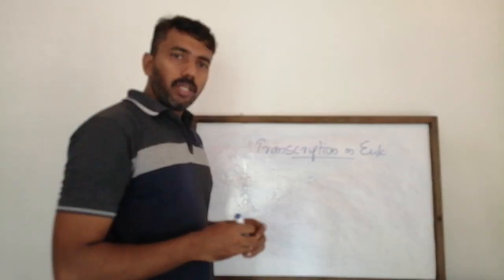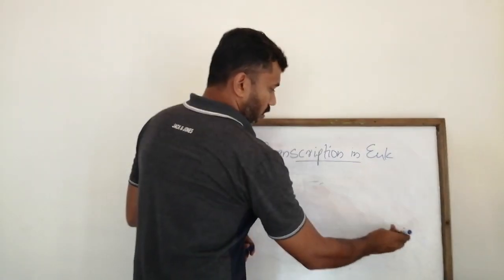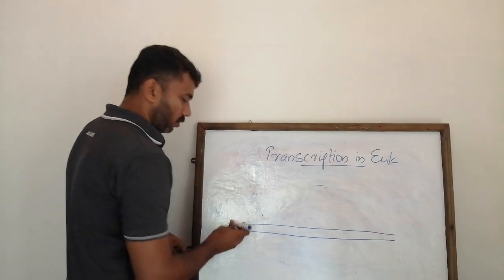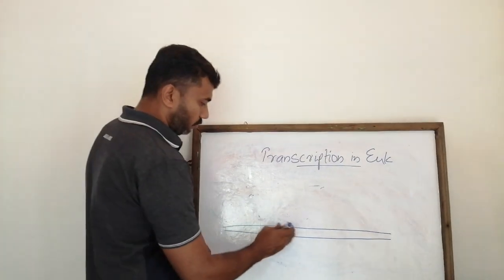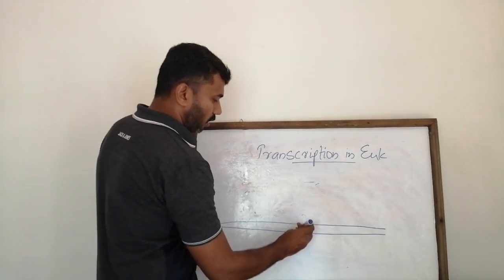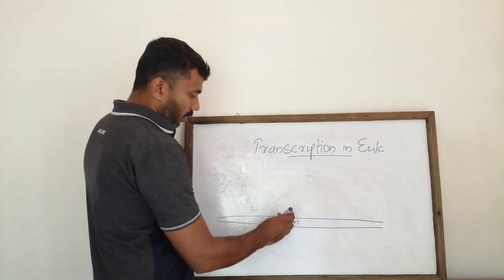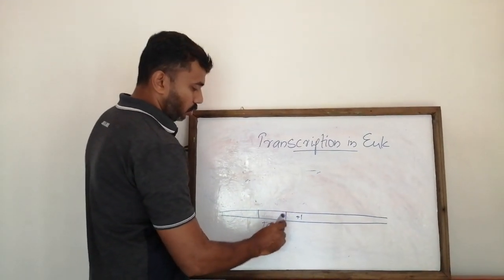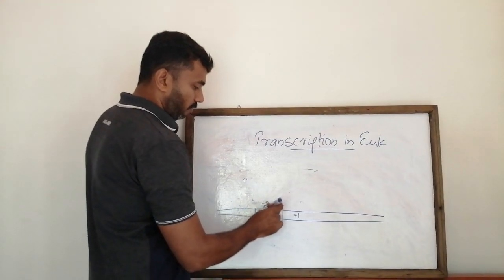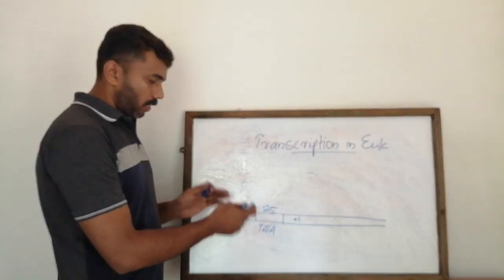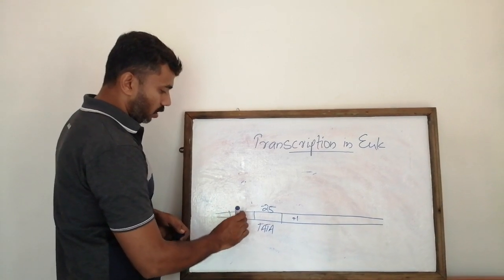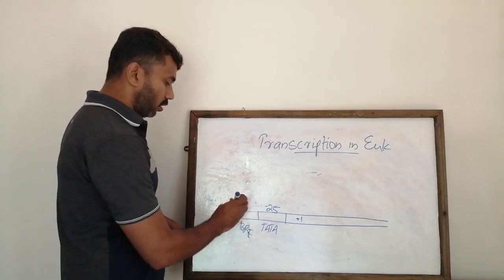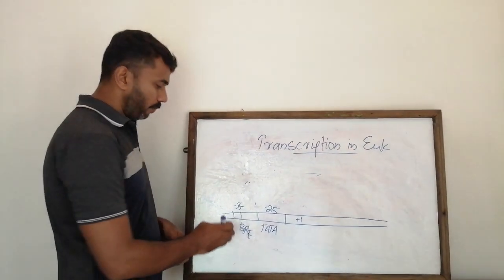For that, the promoter site of the gene of a chromosome, as we have already seen, consists of, suppose this is the +1 site, and there will be a TATA box usually located at -25 position, and there will be another sequence called the BRE sequence at around -35 in the upstream.